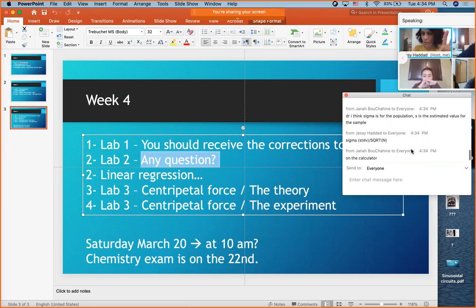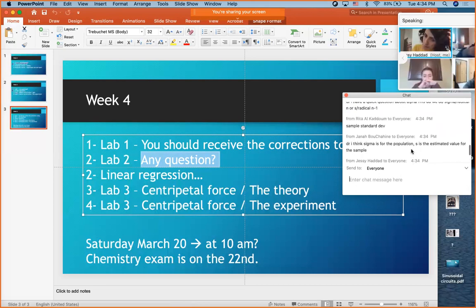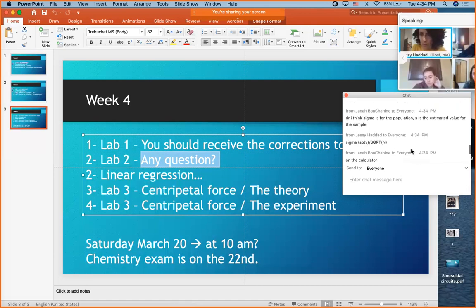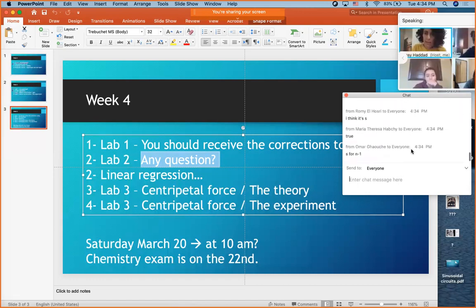All right. S is the estimated value for the sample. I will get back to you. Let me write your name, Jana, right? No, not Jana. Who's asking? Rita is asking. How about I send an email for everyone? All right, I'm going to send an email for everyone discussing what's on the calculator. We know for a fact it's standard deviation over radical n.